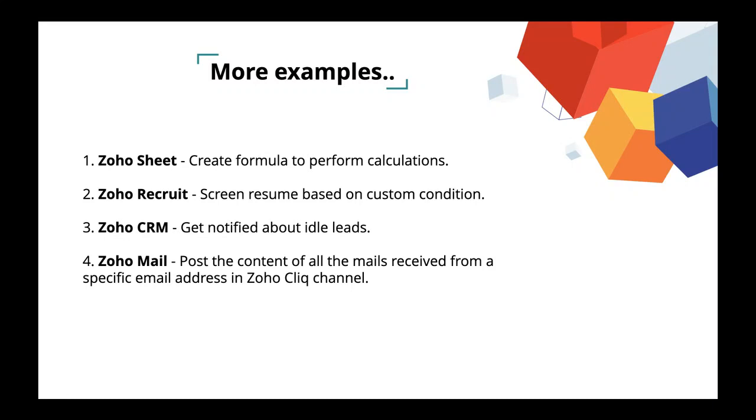And finally, the last example is about Zoho Mail. So Zoho Mail is an email software. So here you can use Deluge to filter your emails or to perform some custom actions based on the emails that you receive. So one such example is you can post the content of all the emails that have been received from a specific email address in the Zoho Click channel.